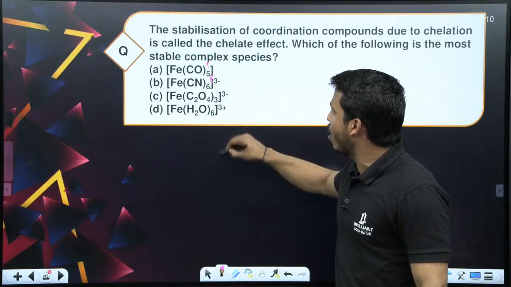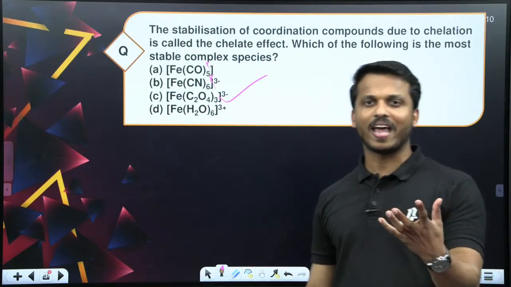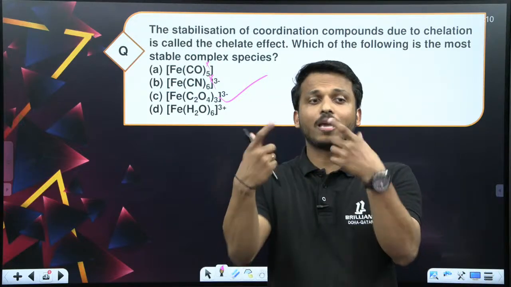Carbonyl not. Cyanide not. Yes, oxalate. Oxalate is a bidentate ligand. It can form chelation, making more stability.